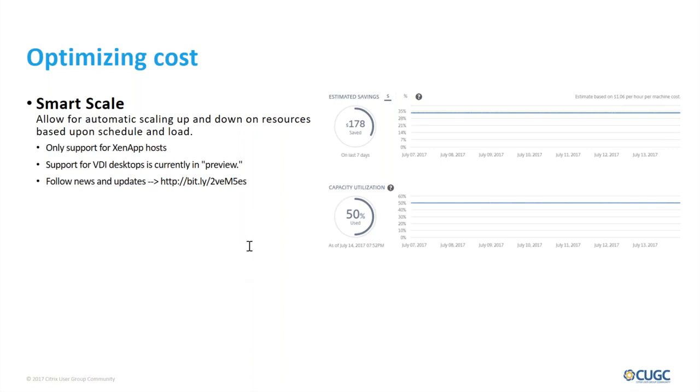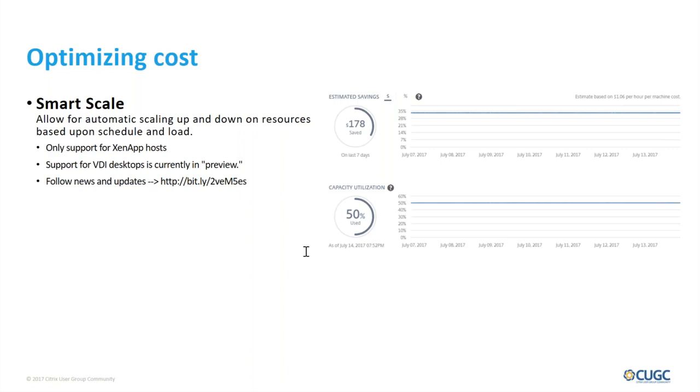So looking at Smart Scale, this is a Citrix Cloud offering. It's part of the Smart Tools. It allows for automatic scaling up and down of XenApp servers based upon a schedule or a load, as Marius said earlier. So something to remember about this, it doesn't provision new machines. It just switches them on or off, so it powers them up or down.